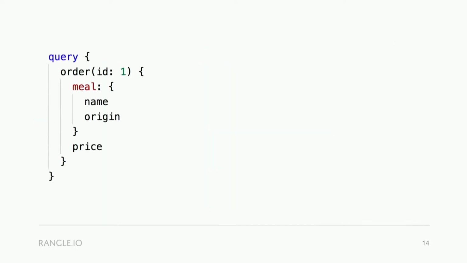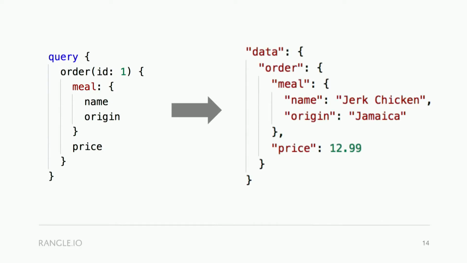So this is just an example query here. We're going to pass in an ID to a specific meal. We're going to request its name, its origin, and the price. We're going to send that back to our chef, and the chef is going to make us some jerk chicken for $12.99. Pretty good deal, I think. And again, you can notice that the shape of this data, it's JSON. So again, it's very familiar to work with, easy to work with.